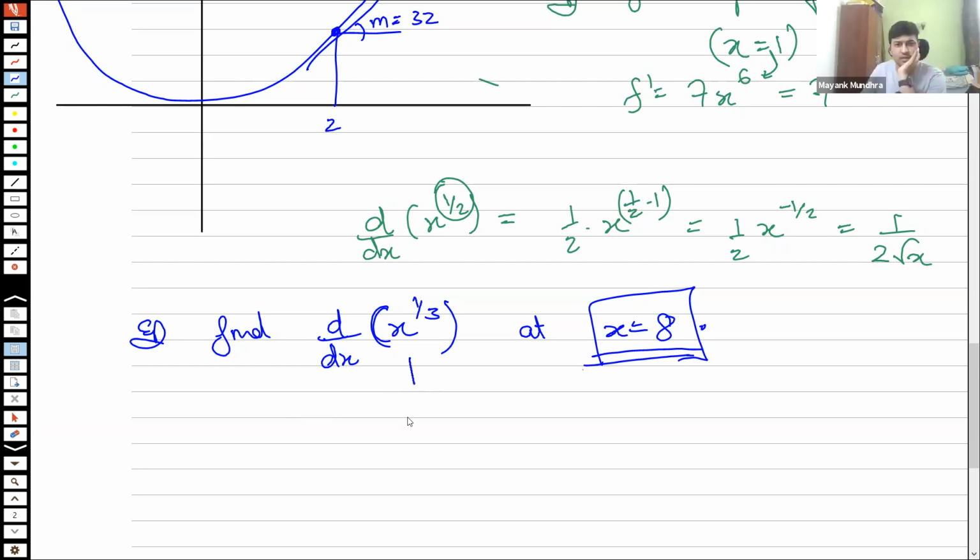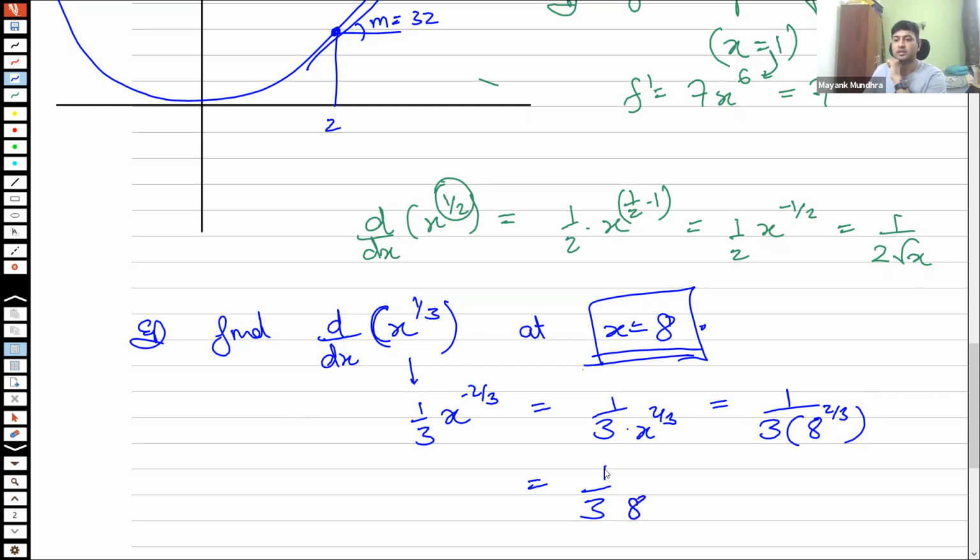So this differentiation becomes 1 by 3 x to power minus 2 by 3. So that is 1 by 3 times x to power 2 by 3. So this becomes 1 by 3 times 8 to power 2 by 3. Now what is 8 to power 2 by 3? So this is 1 by 3 times 8 to power 1 by 3, whole square. Now 8 to power 1 by 3 is the cube root of 8, and I know that the cube root of 8 is 2. So that is 3 times 2 squared. So that is 1 by 12.